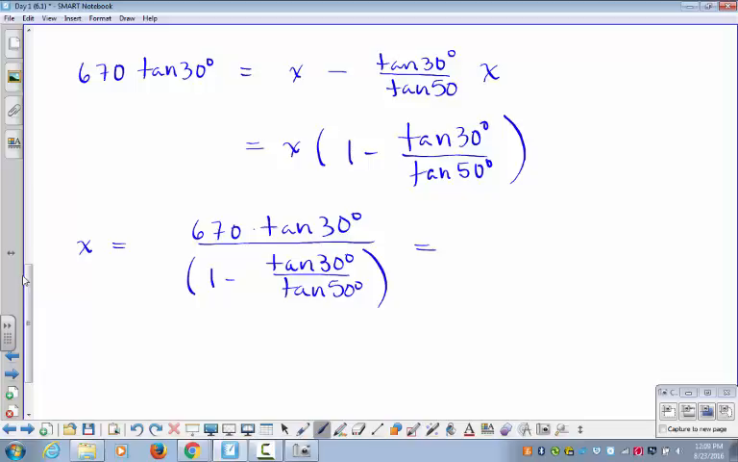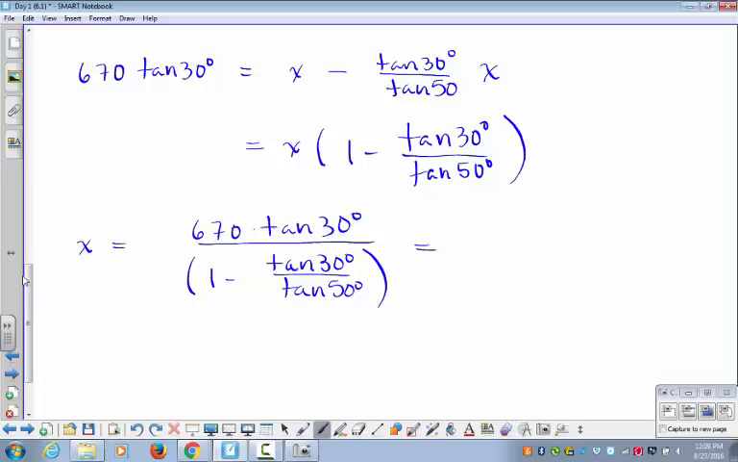When you're entering something like that, the first thing that you notice is that the denominator has two terms. Those terms have to be wrapped in parentheses. Right? When you do the division on your calculator, that's got to be wrapped up. So you're going to type in the numerator. The numerator is just one term, so that's no big deal. 670 tan 30.